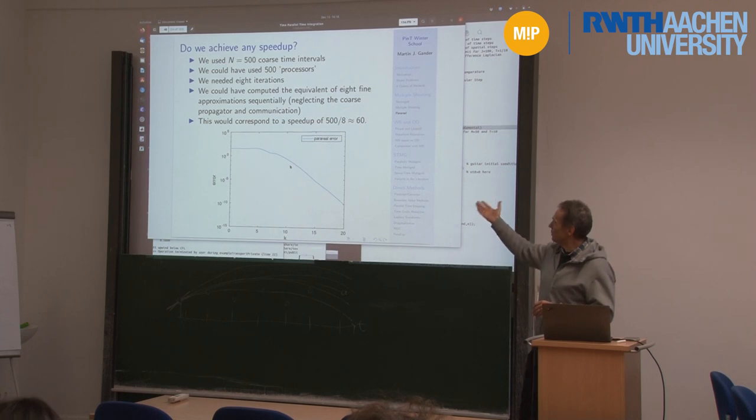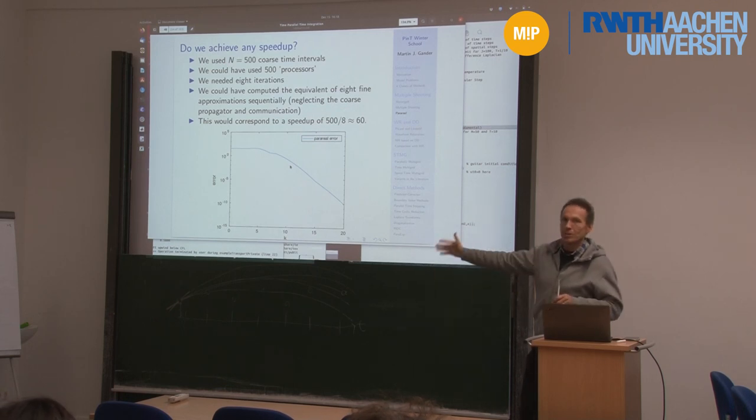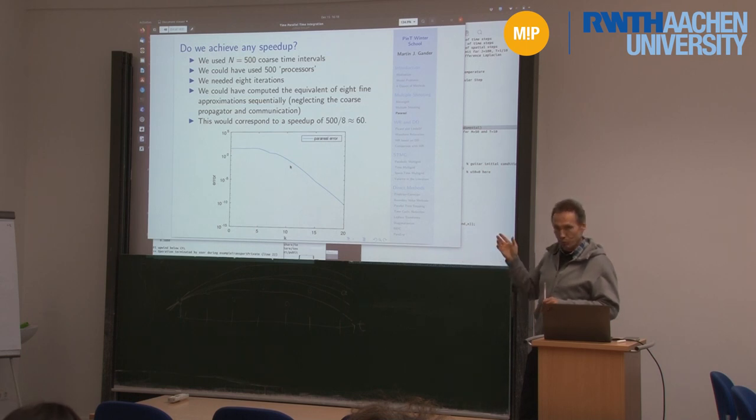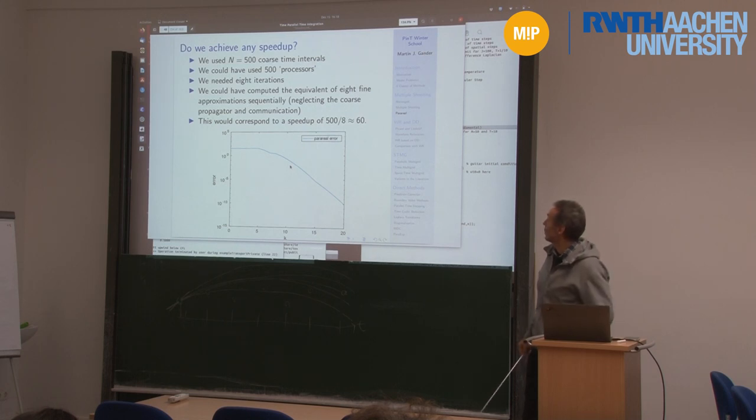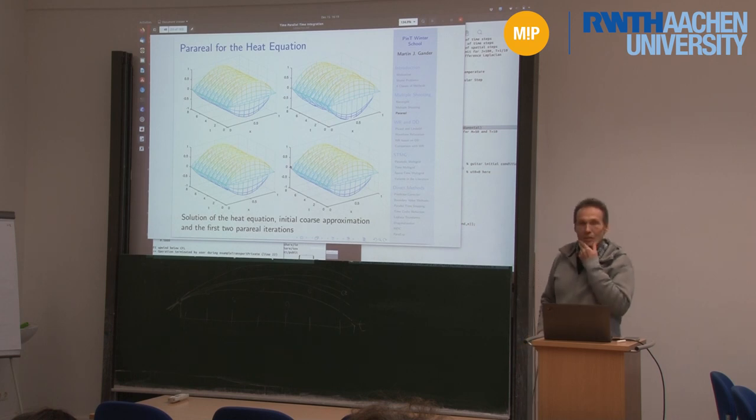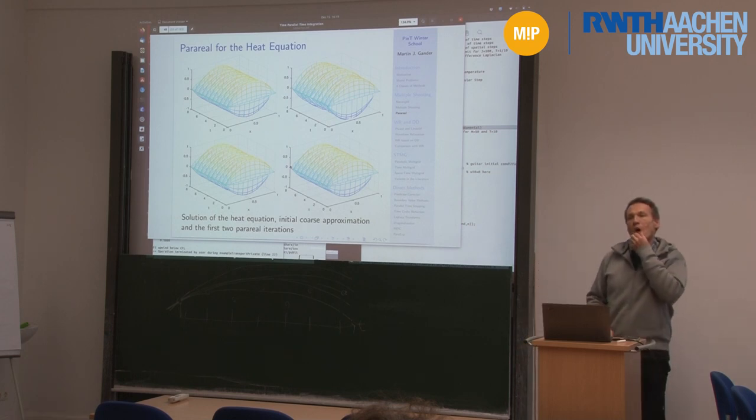So you see, if you have many processors available, you just use them. You maybe waste some, but you're faster in wall clock time. And that was a dream of Nievergelt. You have many, many processors you don't know what to do with. Just use them. Just calculate. Do redundant calculations. That's the parallel algorithm. How does parareal work for a heat equation?